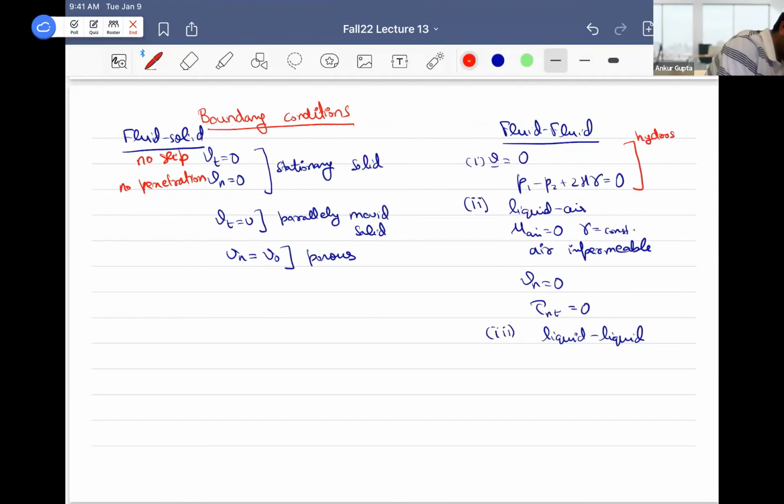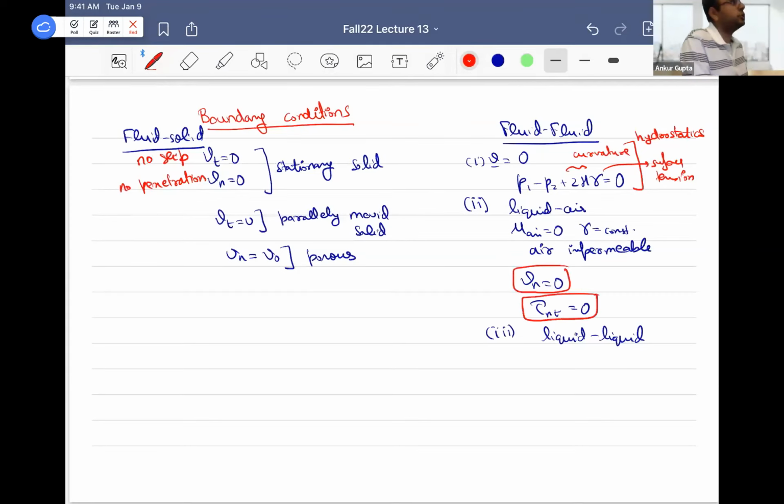If I have hydrostatics, then I get rid of all the equations except P1 minus P2 plus 2H gamma is equal to 0, where H was, remember, the curvature, and gamma was the surface tension. If we have a liquid air interface, then we typically assume the viscosity of the air is 0 and surface tension is constant, and liquid cannot permeate through air, in which case normal velocity is 0, but instead of no slip, we'll apply a no shear stress condition.